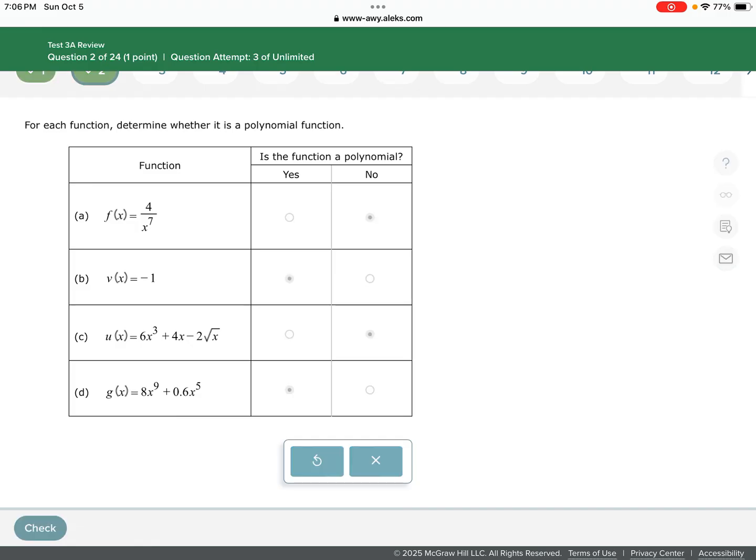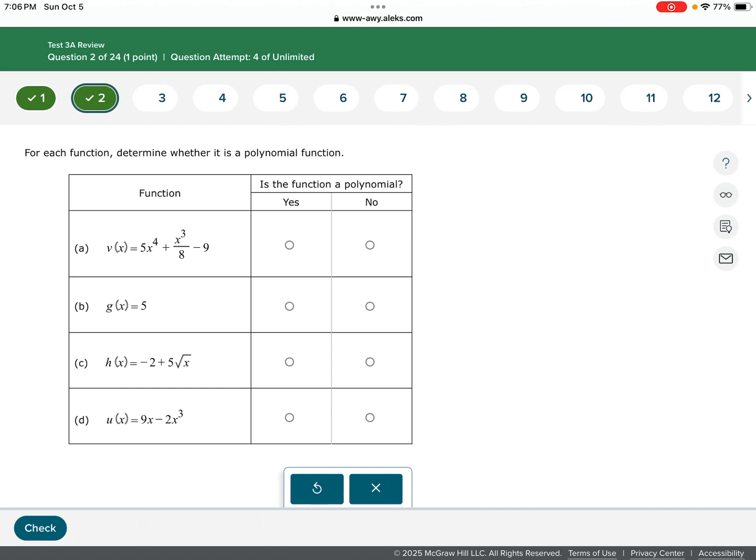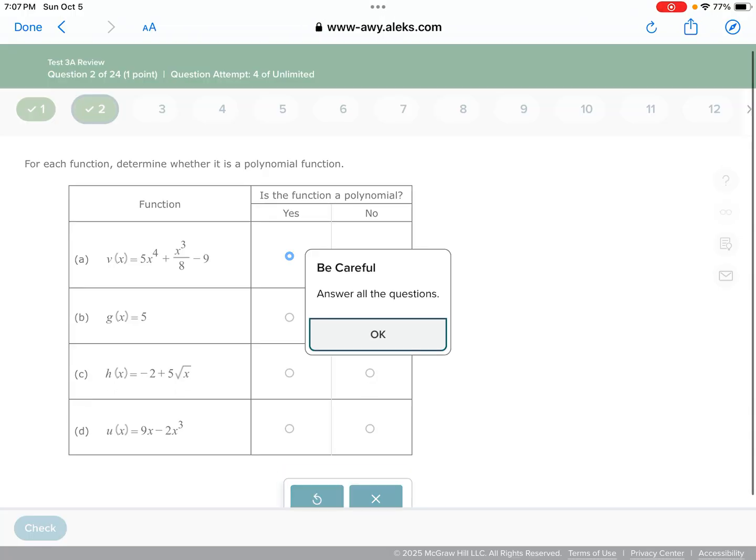So let's go ahead and check it again. All right, we're good. I think we've covered a lot of the possibilities that could happen. So for A, that would be a yes because the second term does have 8 in the denominator, but that's okay as long as the variables aren't in the denominator. But yeah, I think we should be good there.